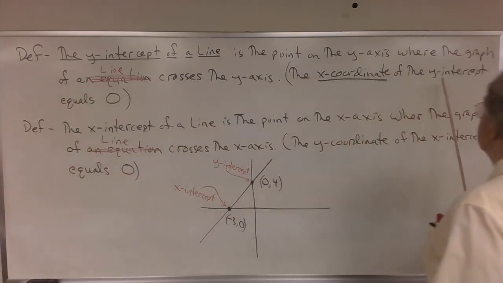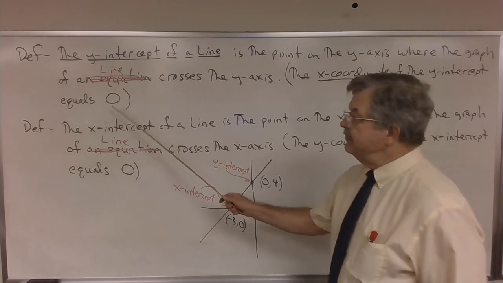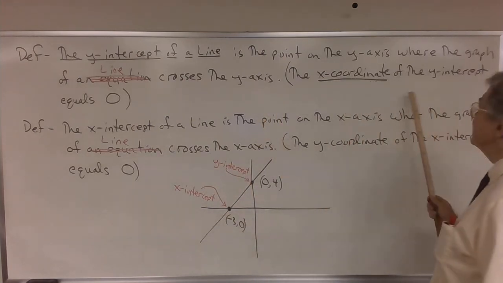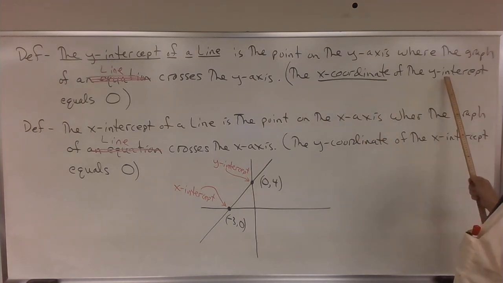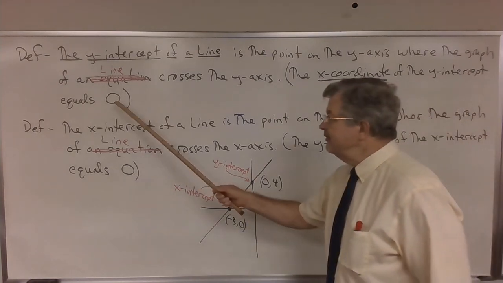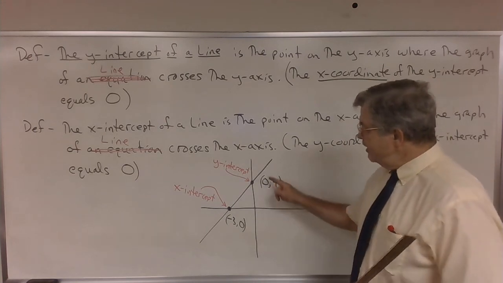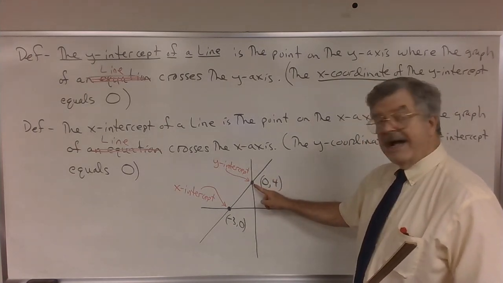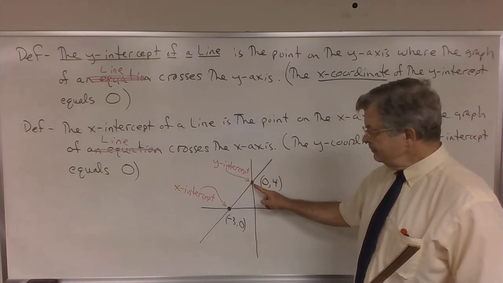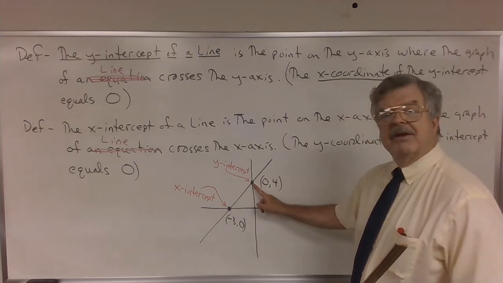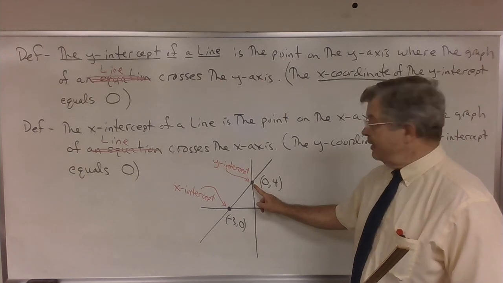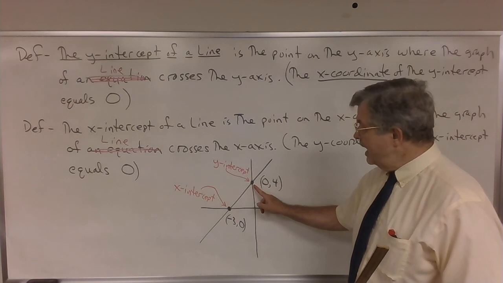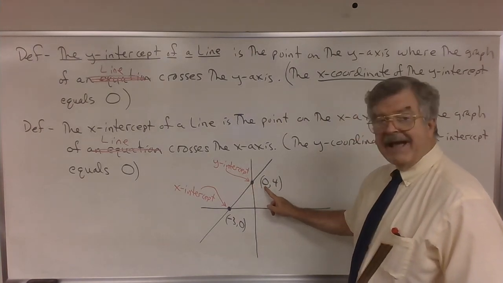The x-coordinate of the y-intercept is 0. And this is not a misprint. The x-coordinate of the y-intercept is 0. For example, here's a line, and here's where the line crosses the y-axis. But look which coordinate is 0. X is 0 here. This is the y-intercept, but x is 0.